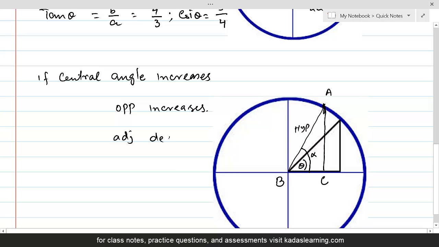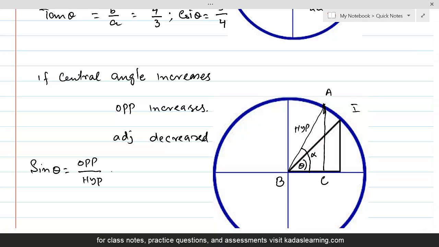Adjacent decreased. You can see that BC is smaller than in the triangle when the angle was smaller. So the adjacent is decreasing as the angle is becoming bigger and bigger, within the first quadrant, and the opposite is increasing. So if opposite is increasing, what will happen to sine? Sine theta is equal to opposite over hypotenuse. Now you can see that the numerator is getting bigger and bigger as theta increases. So this increases.